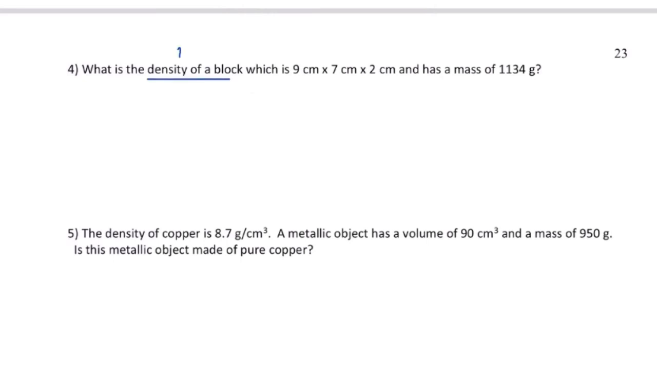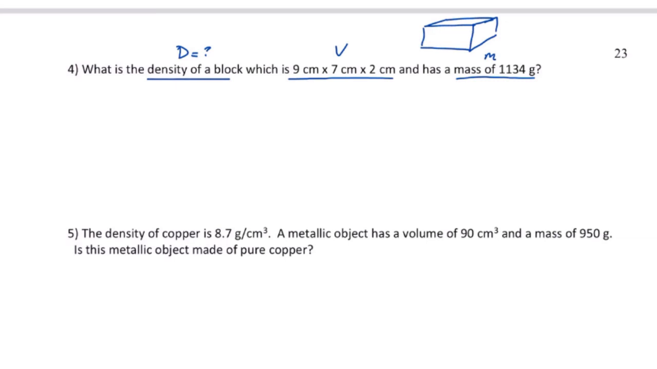Okay, great. I know that that's going to be D equals a question mark. But then I'm given all this junk right here. Okay, so then I'm told that the mass is 1,134 grams, right? But what is this all about? If you can picture it, what we're being told is the dimensions of the block, right? We're being told that you've got a block that is 9 centimeters by 7 centimeters by 2 centimeters. We're being told the size of our block, right? So really what we're being told is the volume.